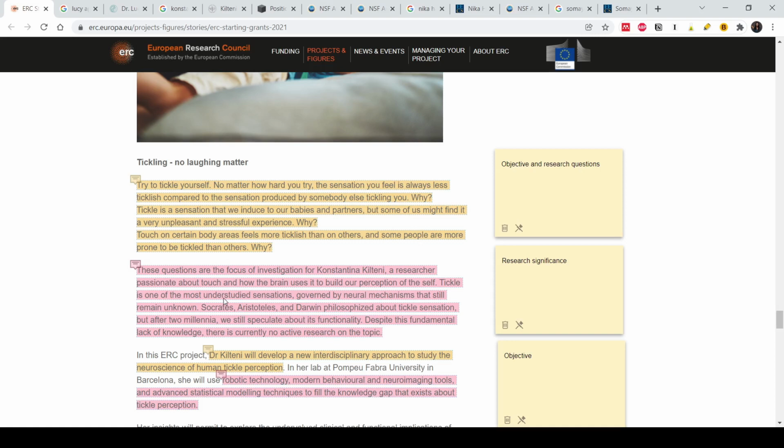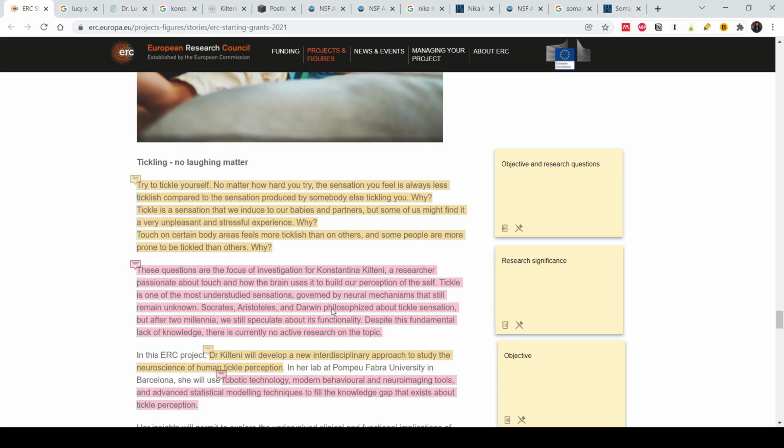Despite this fundamental lack of knowledge, there's currently no active research on the topic. So this is the research significance. This is why she wants to learn this phenomenon, that it's an important aspect of ourselves, which is influenced by the brain. But despite tickling being an important aspect, there's not much research on that. So she wants to bring in a lot of new knowledge on this topic.